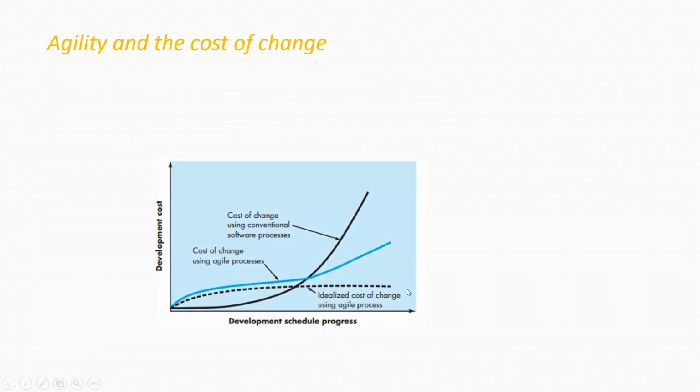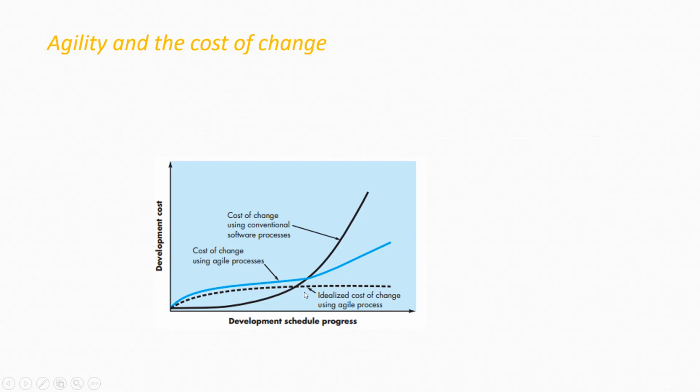And see here, it is a simple graph example that has been shown. Development schedule, and then the development cost. The blue line shows the agile process, and the black line shows the conventional software, that is the traditional software. It starts from the zero point of the x-axis and y-axis. The cost of change using the conventional software increases more and more, and the cost of change using the agile process is very little.